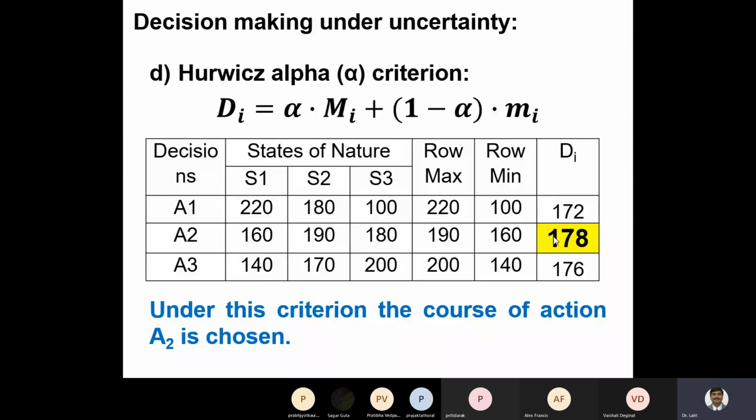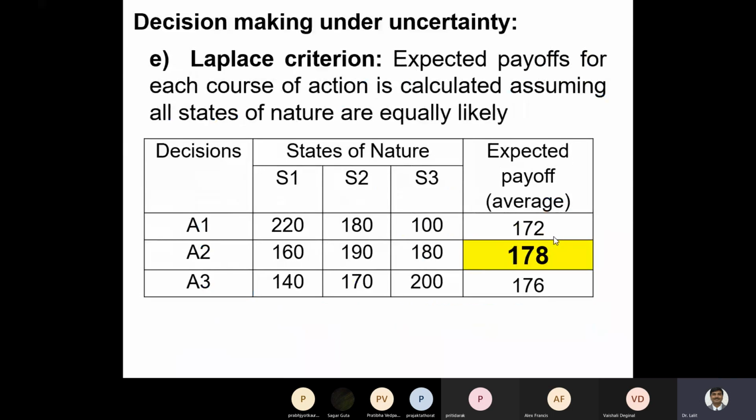Here we are giving due consideration to only two payoffs: one is the maximum payoff and the second is the minimum payoff. On the basis of these two, and on the basis of the degree of optimism, that is the alpha value, we calculate the Di value for each action, and we choose the action associated with the maximum Di value. The logic is simple. Next, the fifth and last criteria under decision making under uncertainty is called the Laplace criteria.